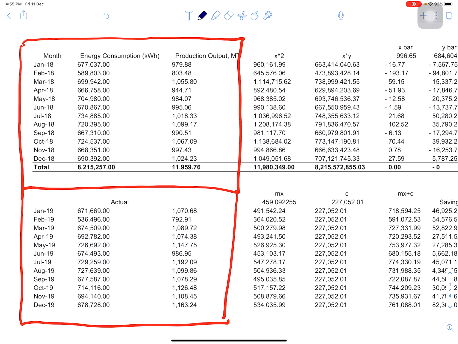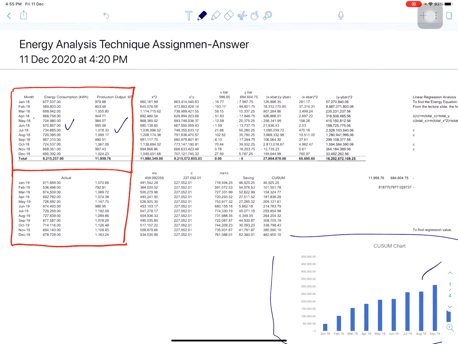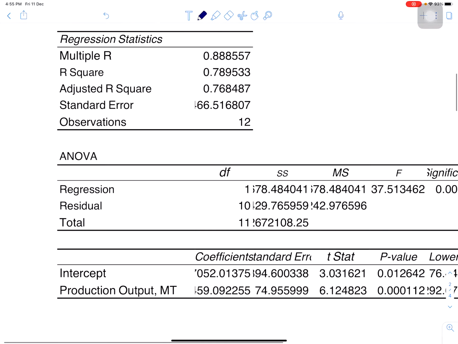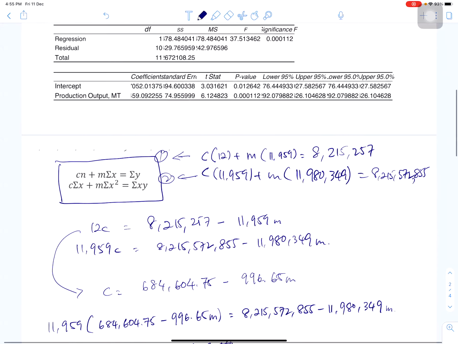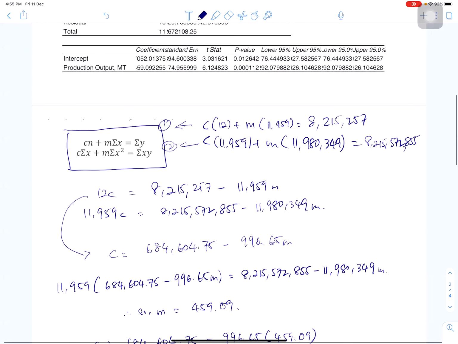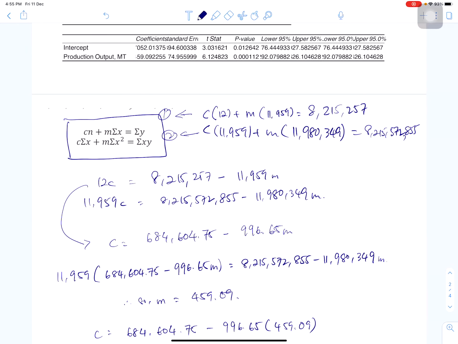In the box of red, you're going to see the energy consumption and production output for 2018, and consumption for 2019 as well as the output for 2018. Next, based on the equation yesterday, we're going to find the value of C and M. So these are the equations that we use.